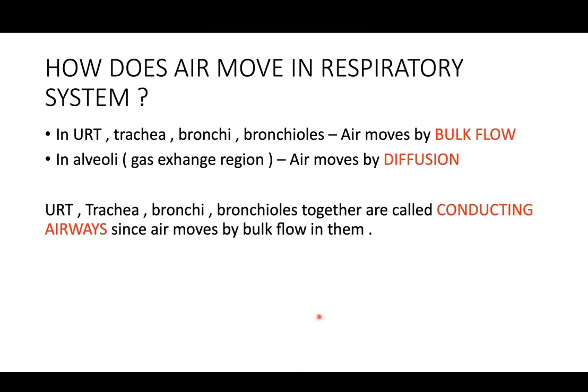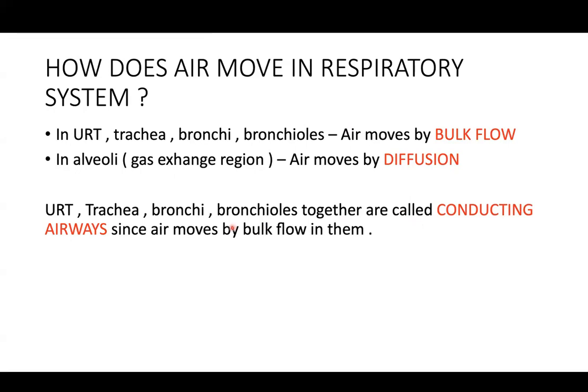And where does it diffuse to? Can anyone answer in this chat? If you have air in the alveoli, where does it go? Where does it diffuse to? We mentioned this earlier in the lecture. Can someone answer in the chat? To the blood capillaries, exactly. So the air diffuses to the blood capillaries, which are just outside the alveoli.